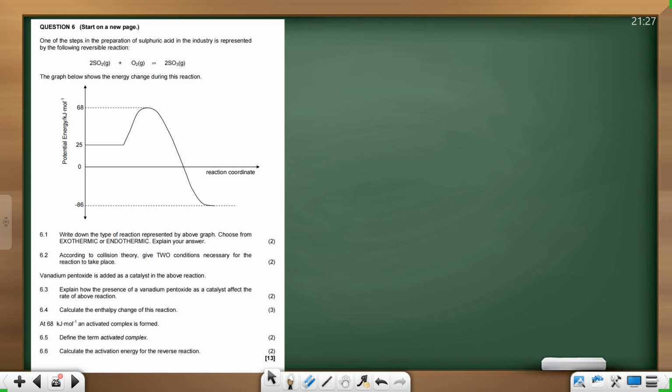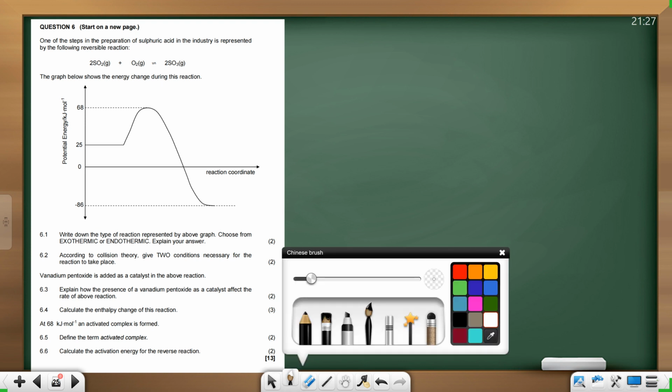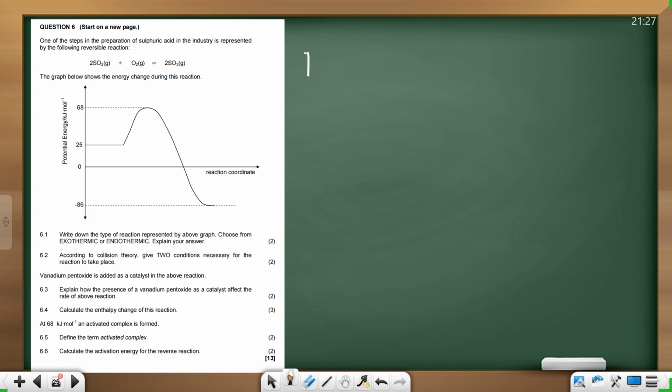Answers were predicted. Vanadium pentoxide is added as the catalyst in the above reaction. Explain how the presence of vanadium pentoxide as a catalyst affects the rate. Guys, how does a catalyst affect the rate of reaction? You will be asked on Monday to define a catalyst. Please check the definition. And how does that happen?